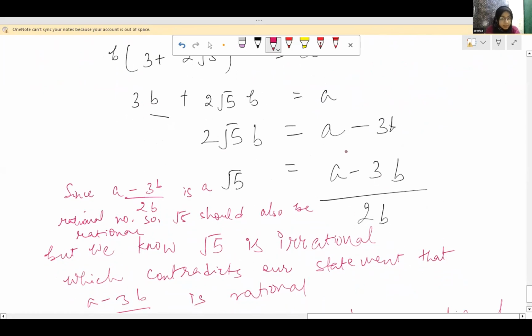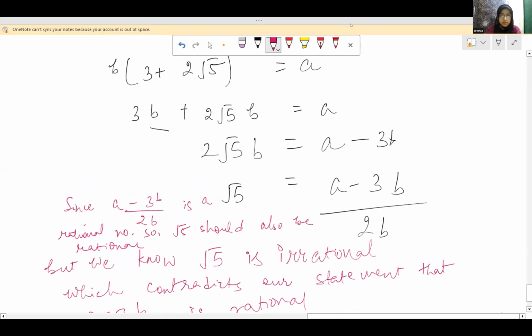We know this number is a rational number. Yes or no, Rumaisa? Yes, this is rational. This is what we have assumed. So this should also be a rational number, since I'm equating this with this. But we already know for a fact that root 5 is irrational. Yes, it is an irrational number. That means our assumption was wrong, and this whole number, 3 plus 2 root 5, is also an irrational number. All right. Irrational number, yes.